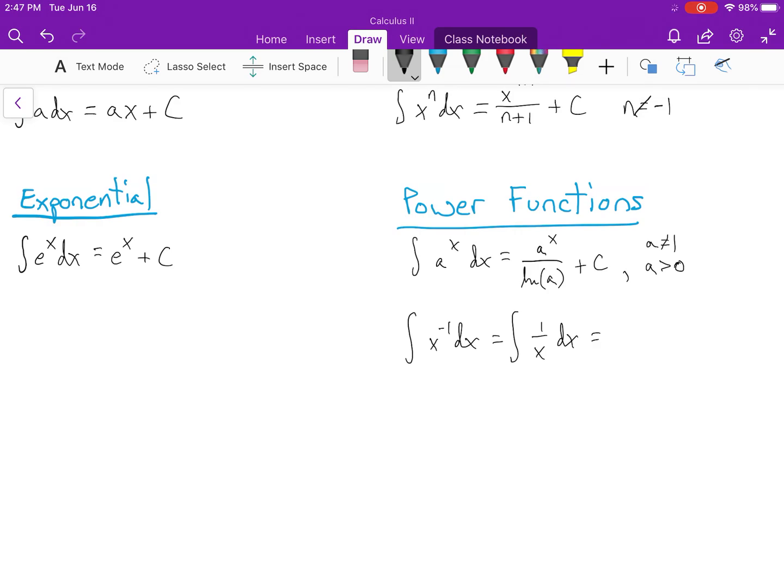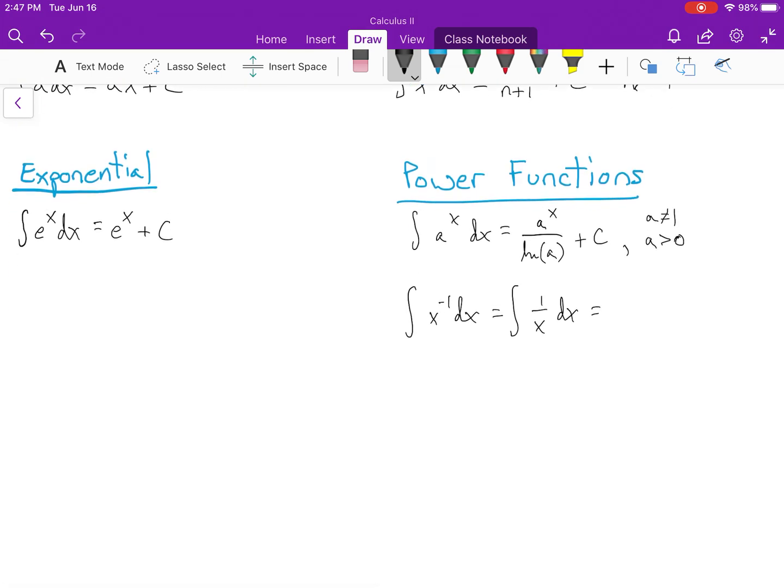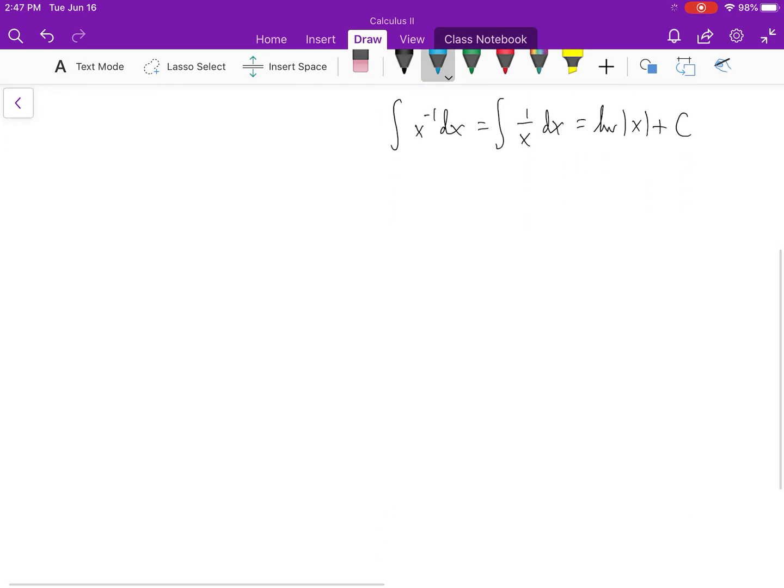And then you have the integral of x to the -1 dx. So this is when n is -1. In the polynomial case, n could not be that, but now it is. This is the same as the integral of 1 over x dx, and this is the natural log of the absolute value of x plus c. So this comprises most of the fundamental integrals. The next batch corresponds to trig functions.